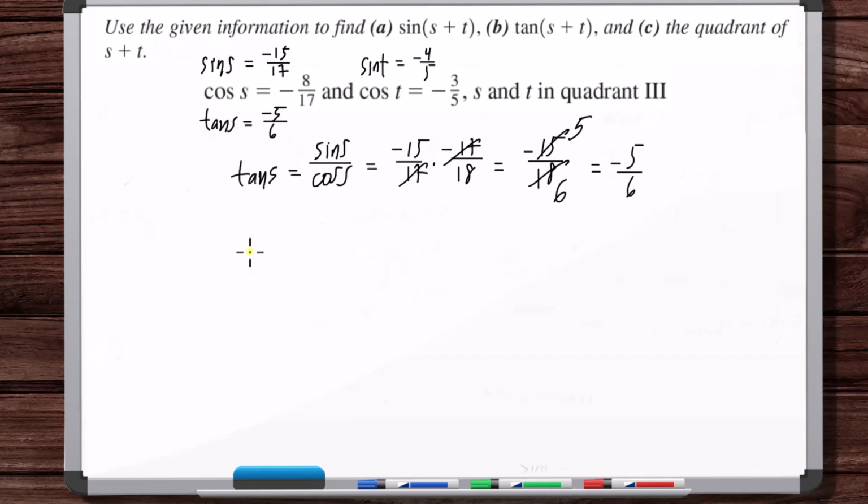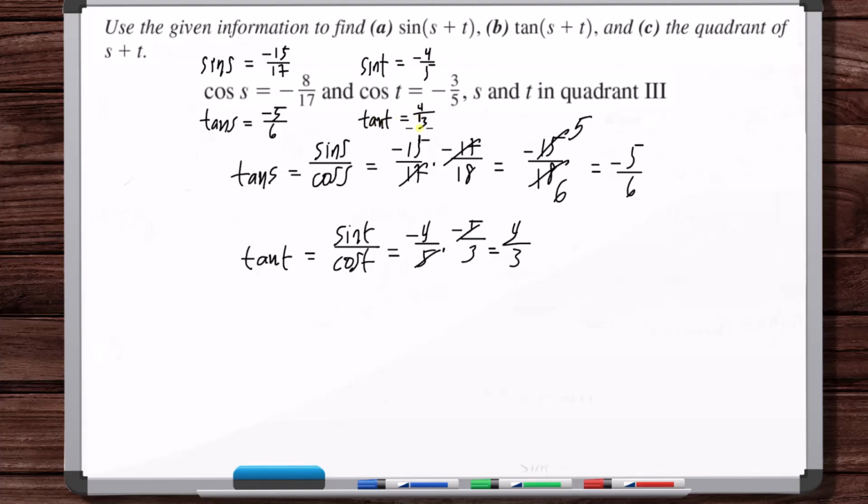Okay, now tangent of t is sine t over cosine t. So minus 4/5 times the reciprocal of cosine t. So minus, that's 4/3. So tangent t is 4/3.